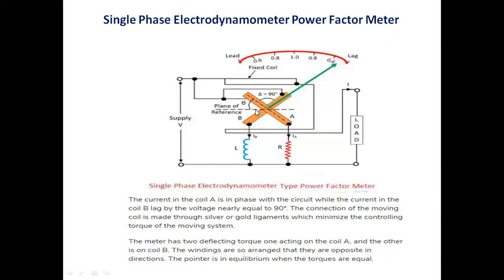Let us assume the field of two fixed coils. See here, this is one fixed coil, and this is another fixed coil. If the field, that means the flux created by these two fixed coils, is uniform, the direction of the needle is forward.